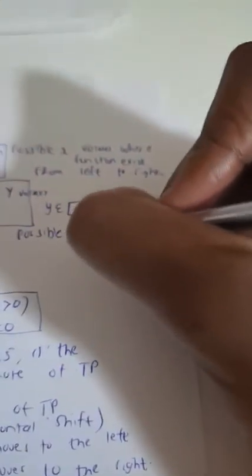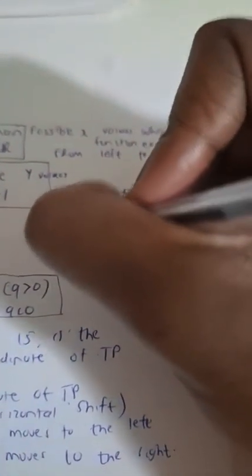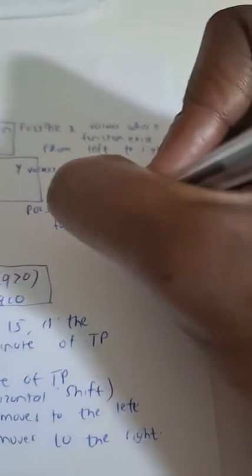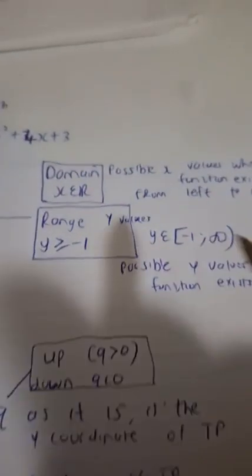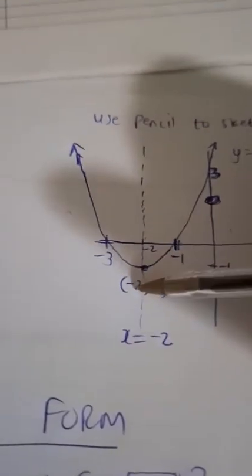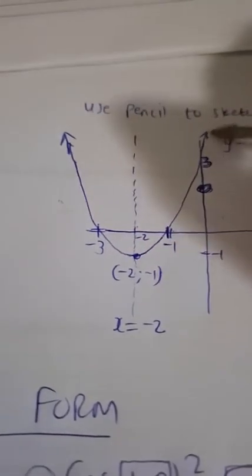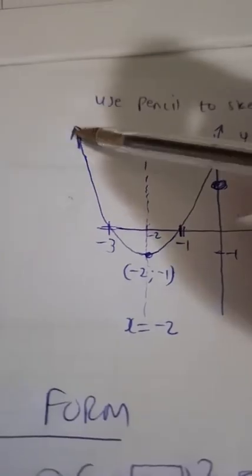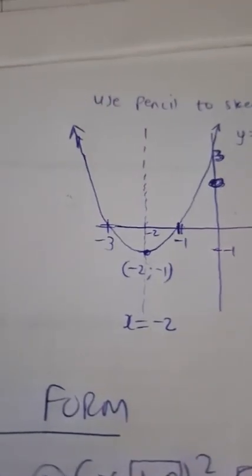Possible y values where the function exists. All right. Okay. Jose, can you show for which graphs you say x is an element of R? This one. So the parabola exists everywhere. As long as there's an arrow on each end, it means that the function is not restricted. There's no restrictions to the function.